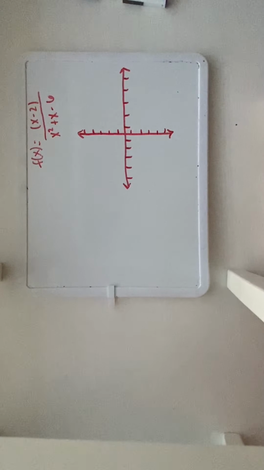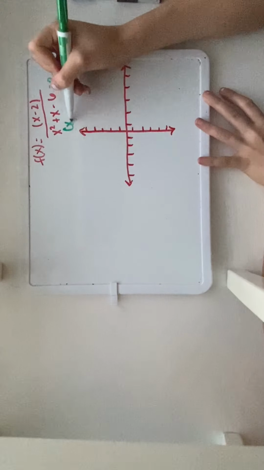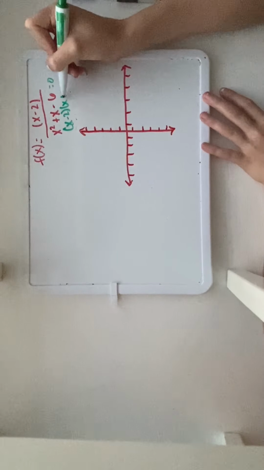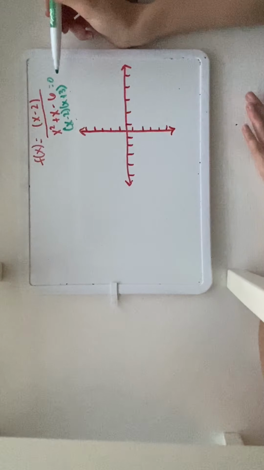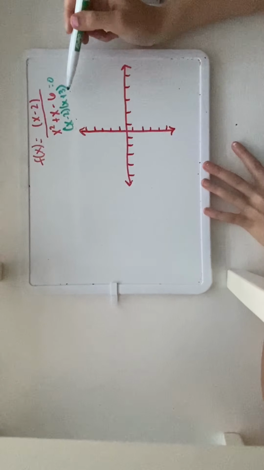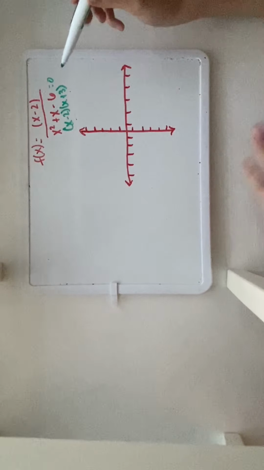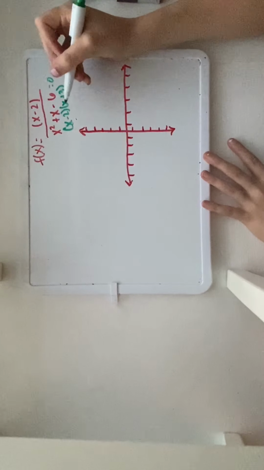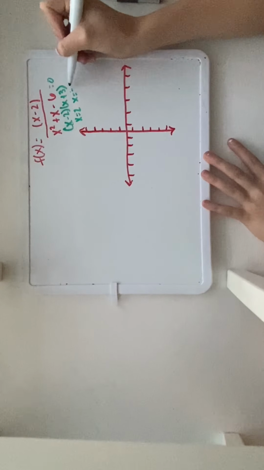So what you want to do for that is set the bottom equation equal to 0, and factor it. So we're going to have x minus 2 and x plus 3, because you can multiply -2 and 3 to get -6, but when you add -2 and 3 you get +1. So that is going to be our vertical asymptote. So x equals 2 and x equals -3.